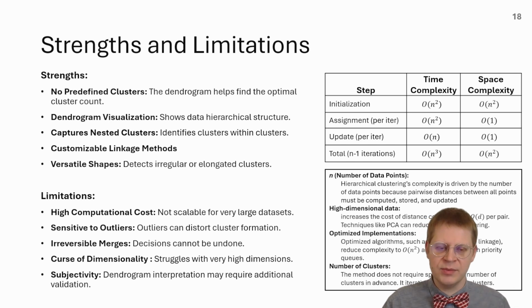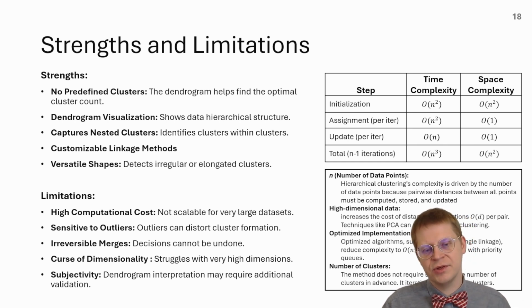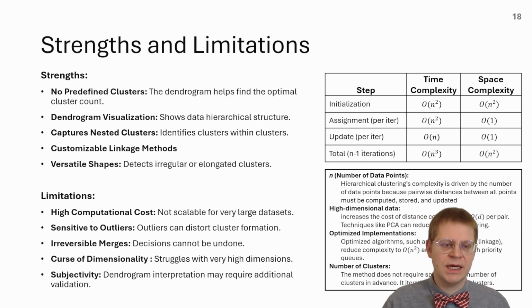And as I mentioned, irreversible merges. Once two clusters are merged, the decision cannot be undone. And again, the curse of dimensionality: high dimensional data increases the computational cost. Although the dendrogram provides insights, it is very subjective. It is useful, yes, but deciding where to cut it can be subjective and require additional validation metrics.